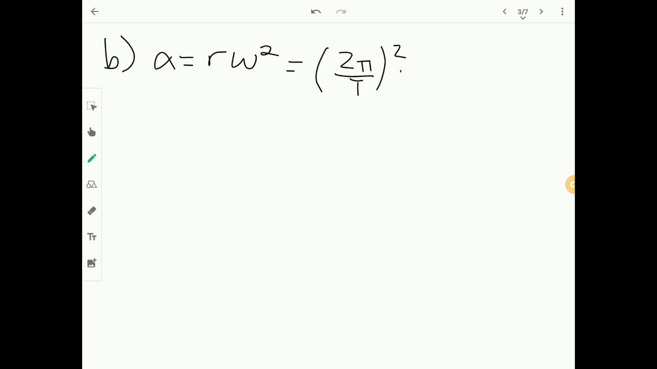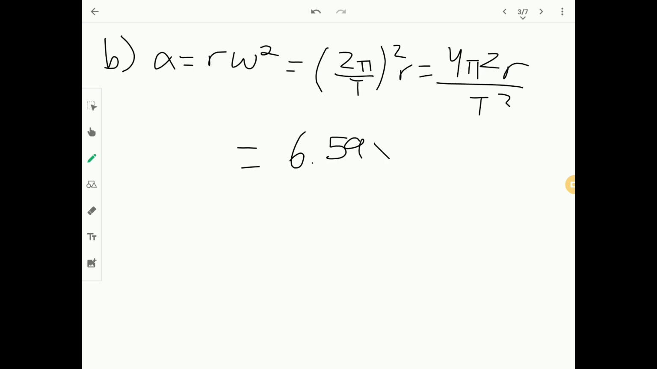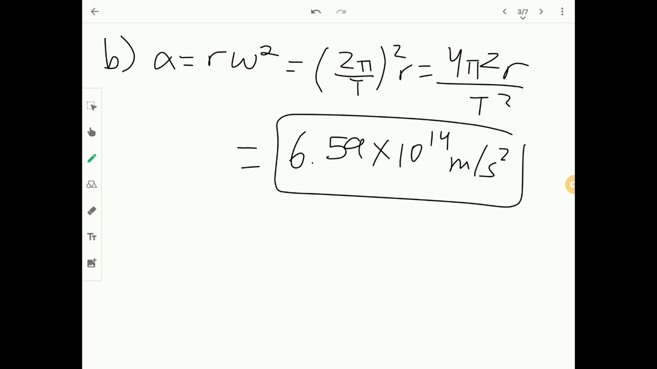Let's find part B, the magnitude of the centripetal acceleration. Well, we should know that the centripetal acceleration is r omega squared. So that's 2 pi over T, all of that squared, times r. 4 pi squared r over T squared. r was 0.8 I believe, and we have T from before, and we should get 6.59 times 10 to the power of 14, and since this is acceleration, meters per second squared. I'll give you guys a few seconds and then we'll check.